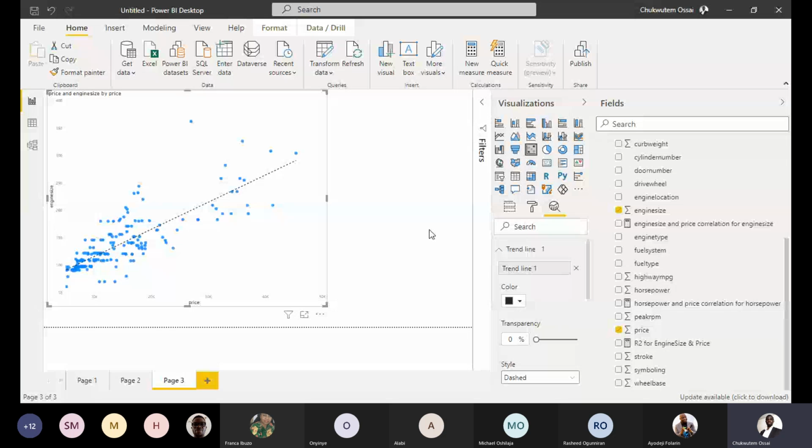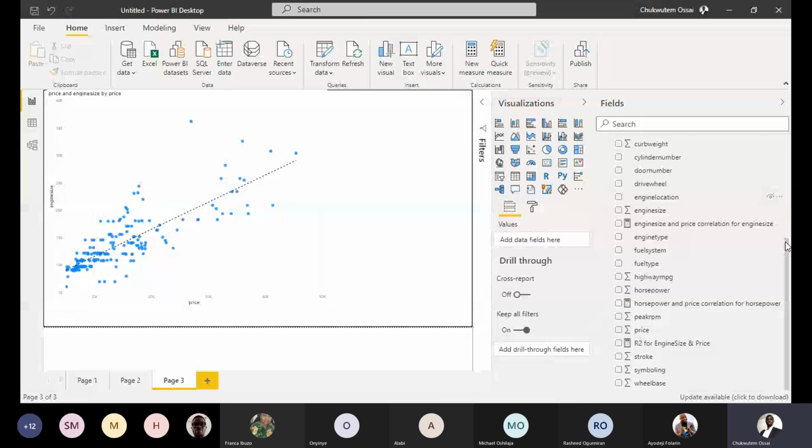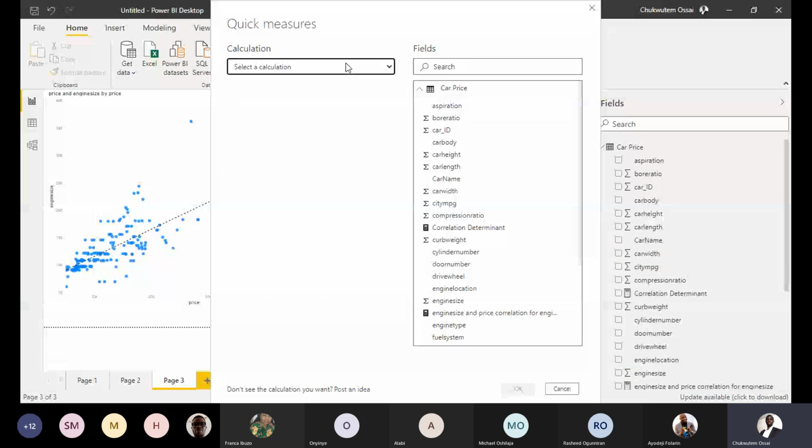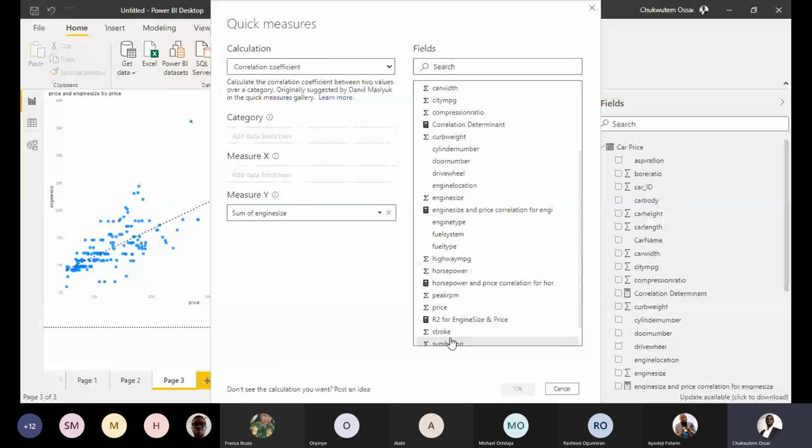So in order to determine that, let me quickly calculate, bringing in a new quick measure so that we can see the effect of this on our data set. All right, so I'm bringing in the correlation coefficient. Bring in the engine size and put it on the y-axis. Bring in the price, scroll down, add it on the category, bring in the price again, add it on the x-axis, and then say okay. All right, so we have that. It's calculating.